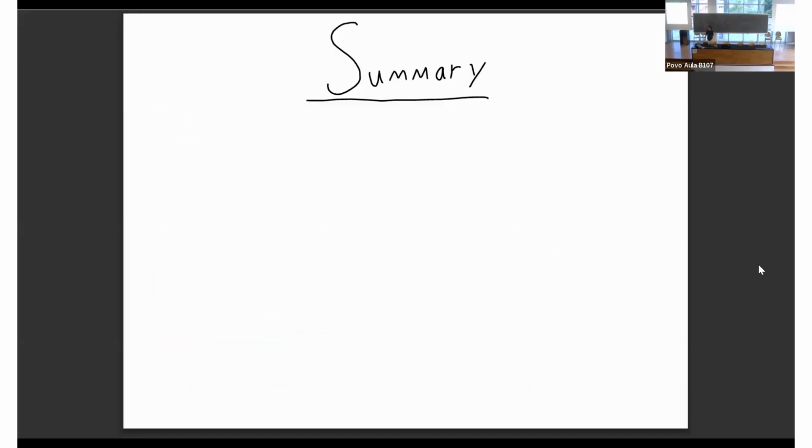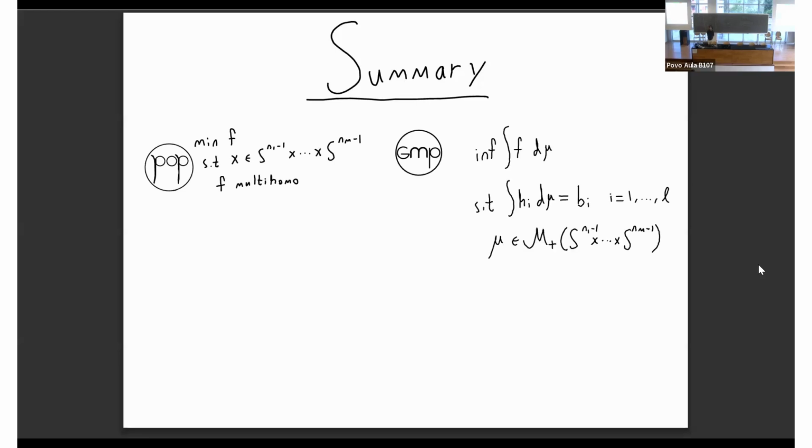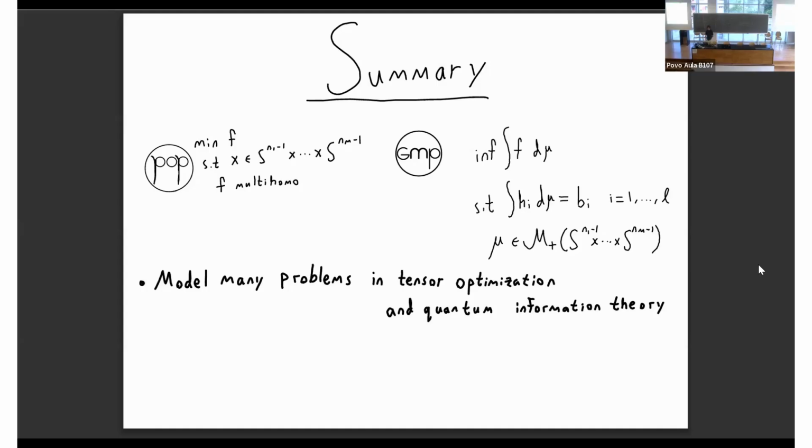Okay, so then to summarize, we look at these two problems, where the polynomial optimization problem is a more specific version of this generalized moment problem. And we talked about how they model many problems. There's one more bullet, but it's gone, so it's okay. Hopefully, if you have some problems from tensor optimization, it may be possible to cast your problem in this form, and hopefully that would be useful for you. That's all.